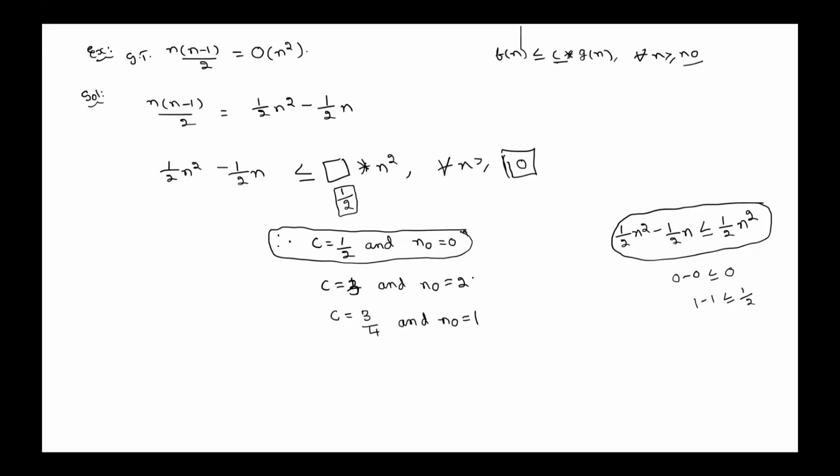Like this, we can have infinite number of values for C and n naught. But only one pair of values, that is one combination of C and n naught, if you find, that is sufficient. Then we say that f of n is big O of g of n.